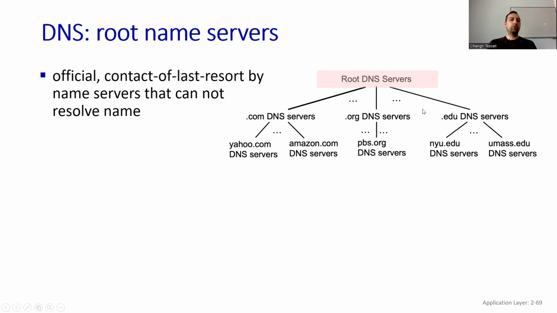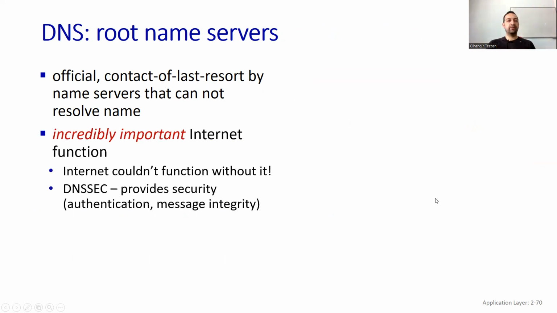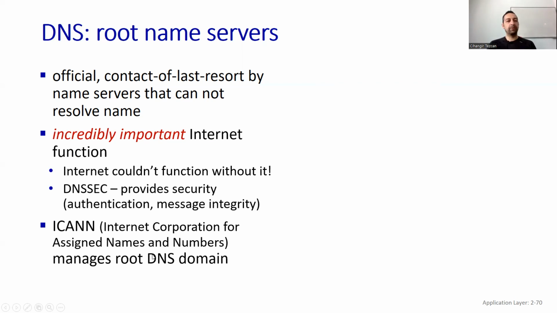But most of the time, you rarely reach the root DNS servers. This is what we are trying to say here. They are the official contact of last resort for name servers that cannot resolve a name. Incredibly important internet function. The internet couldn't function without it. For security, we have solutions like DNSSEC, which provides security like authentication and message integrity. And ICANN is the organization that manages these root DNS domains. Okay, it's short for Internet Corporation for Assigned Names and Numbers.